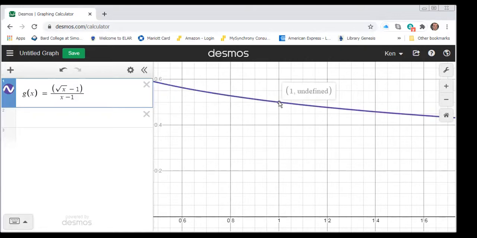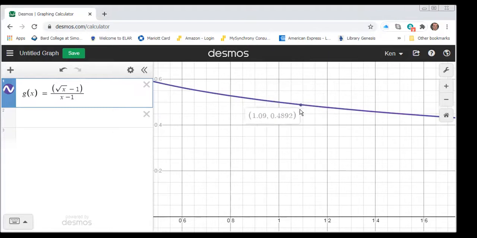But what's the limit of g of x as x approaches 1? Well, you can see what's this number? Well, here's 0.4, and here's 0.6, and this number right in the middle is 0.5. So you can see as my x values are sliding towards 1, my y values are sliding towards 1/2.